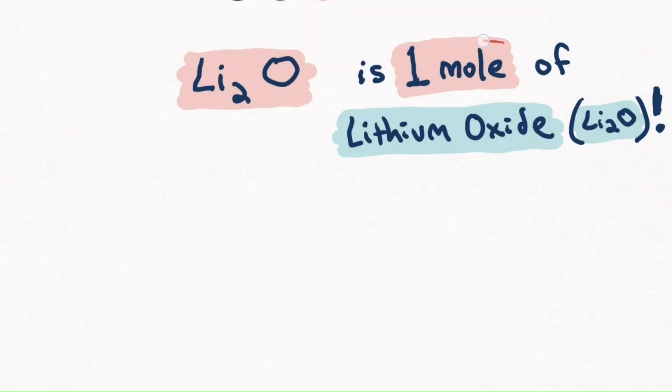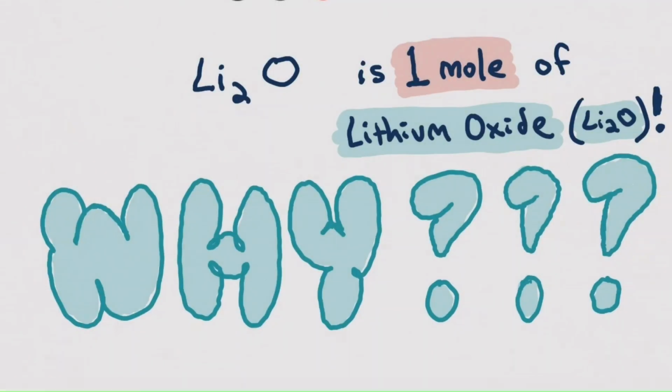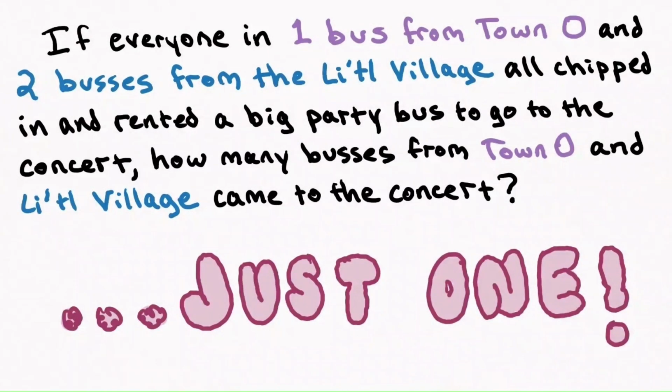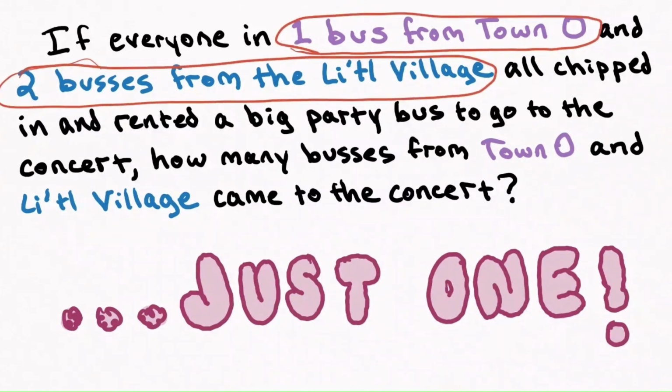Now, as I just said, that's 1 mole of lithium oxide. But wait, what? Suzanne, but you just said that there's 2 moles of lithium and 1 mole of oxygen. Well, 2 plus 1 is 3, so that's 3 moles, right? So why are you saying 1 mole of lithium oxide? Aha! Why indeed? Because remember when I got you in that trick question? How many buses go to the concert? If 1 bus from town O and 2 buses from Little Village, they all chip in and they rent a big party bus to all go to the concert together. How many buses go to the concert? Just 1.